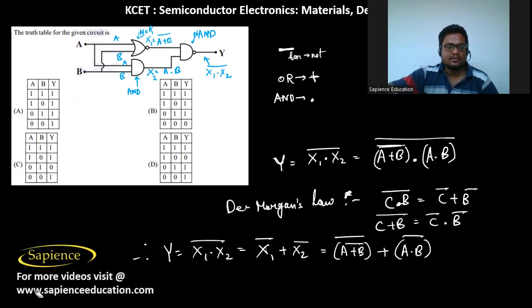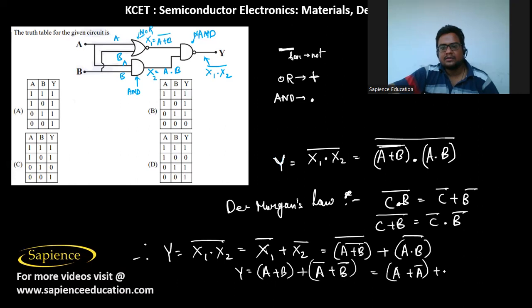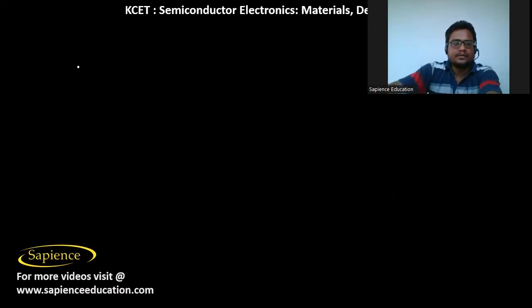So therefore Y is equal to A or B, since the double NOT gets cancelled, plus A NOT or B NOT. Now this means this will be A or A NOT plus B or B NOT. Therefore Y is equal to A or A NOT plus B or B NOT.